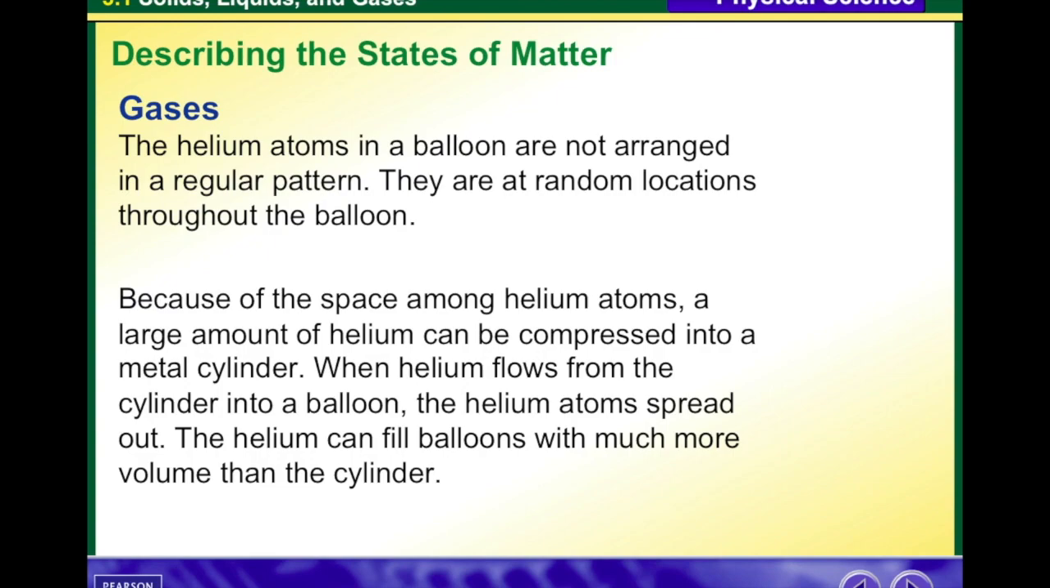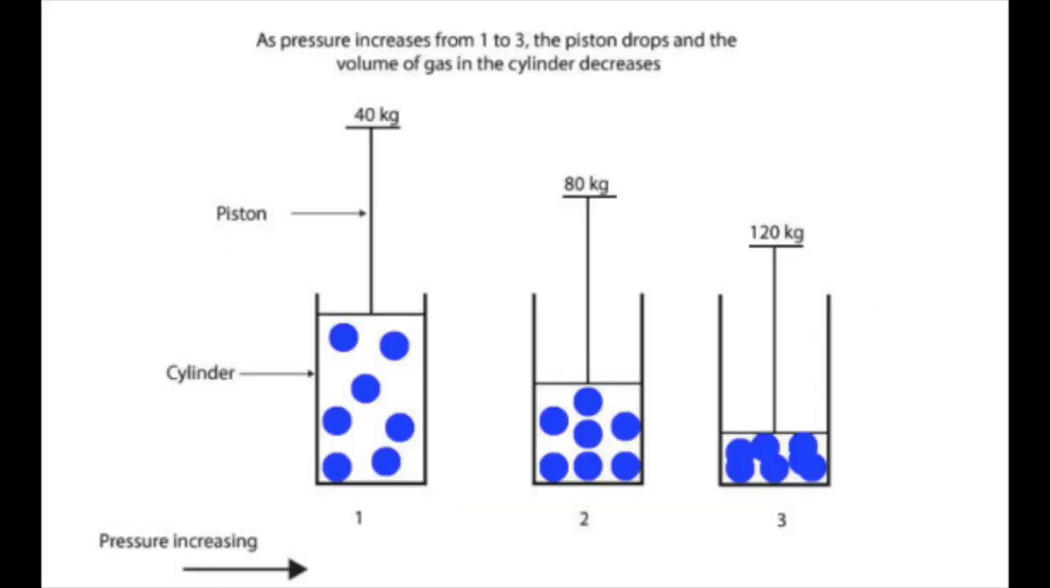Because of the space among helium atoms, a large amount of helium can be compressed into a metal cylinder. There's a lot of empty space in gases. When helium flows from the cylinder into a balloon, then the helium atoms can spread out. Helium can fill balloons much, much bigger than a helium cylinder. Gases are the only state of matter that can change their volume quite easily just by applying pressure.